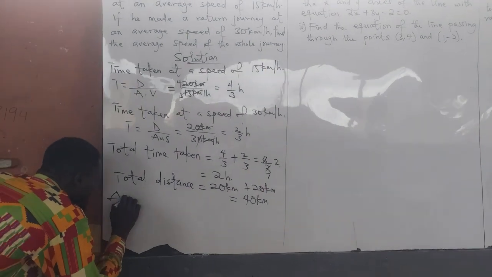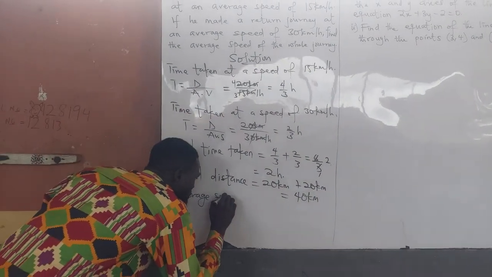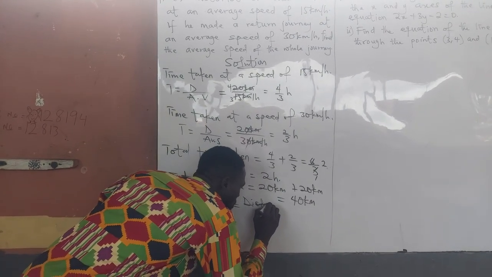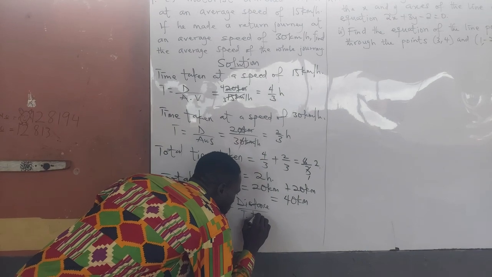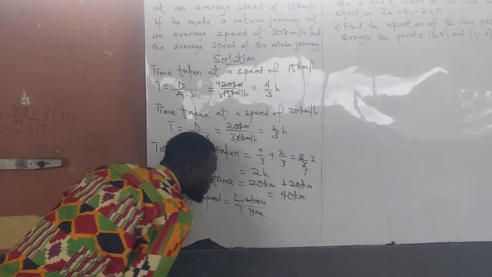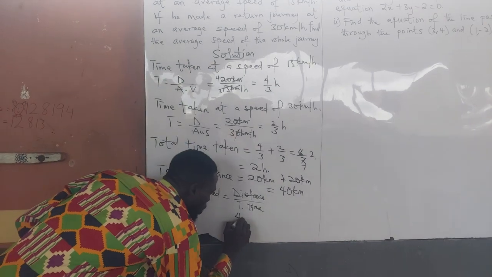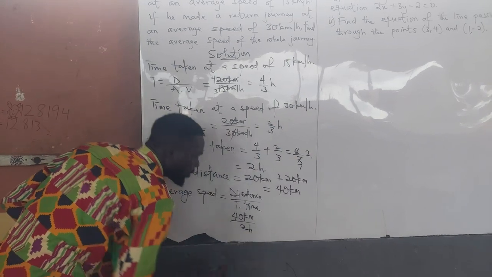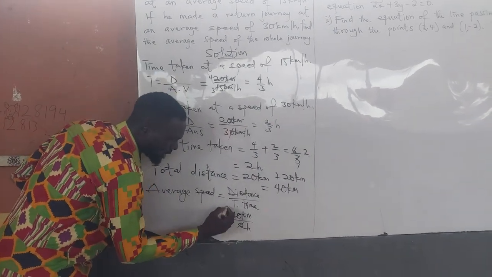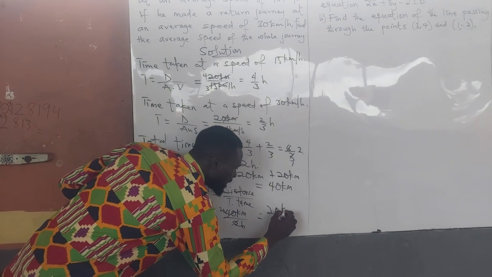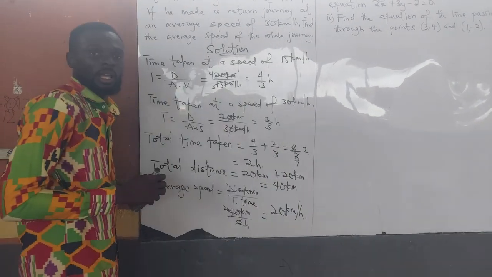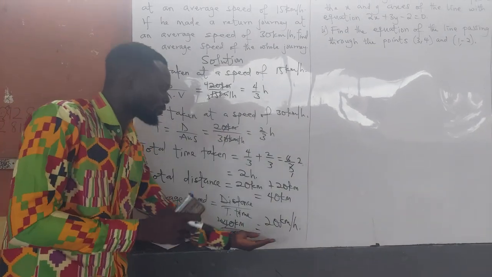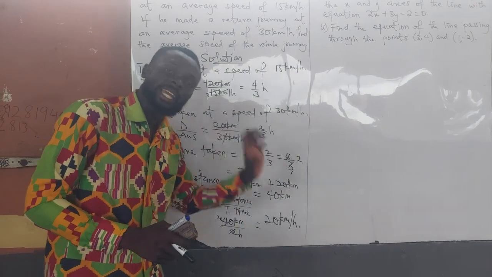And average speed is the total distance over the total time taken. What is the total distance? 40 kilometers divided by the total time taken, 2 hours. Since 2 will go here 20 times, we are getting 20 kilometers per hour. So therefore, the average speed for the whole journey is 20 kilometers per hour.